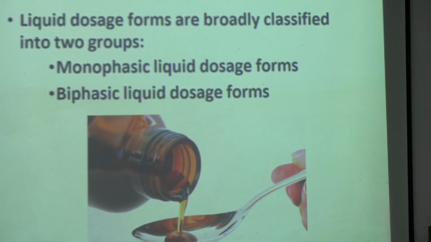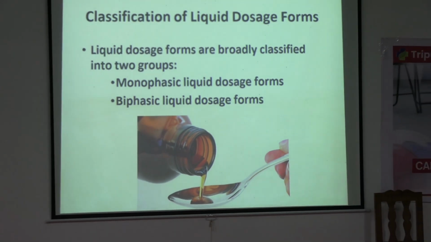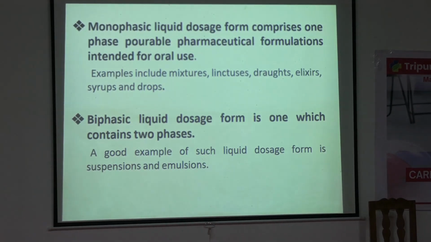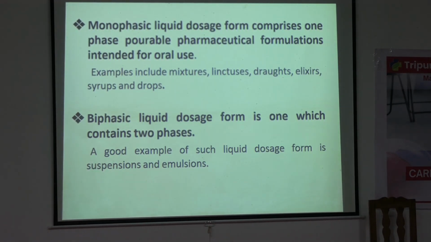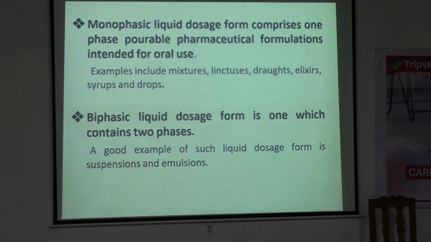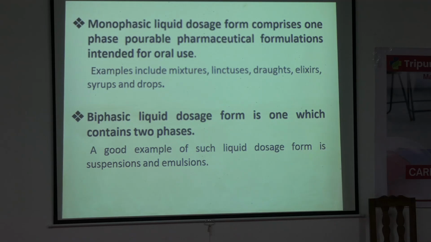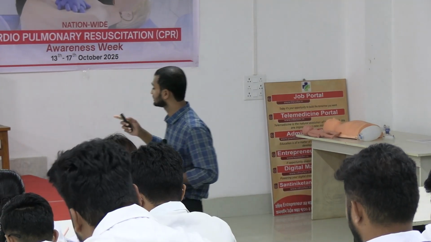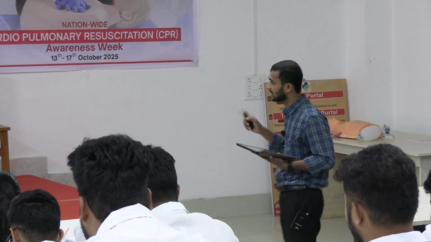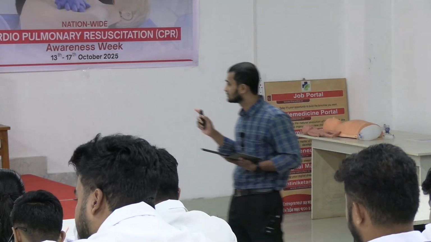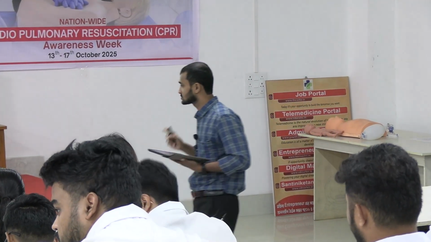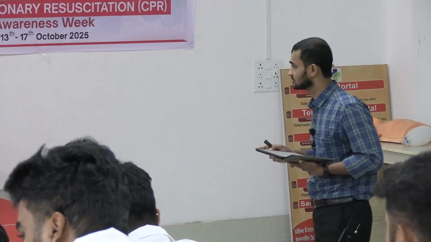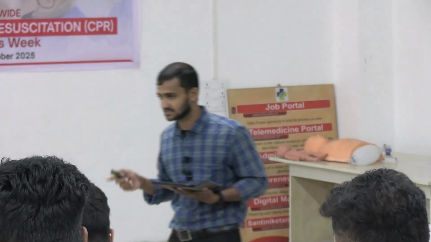Liquid forms are broadly classified into two groups, monophasic and biphasic. Monophasic dosage form comprises one phase, a pharmaceutical formulation intended for oral use. Examples are mixtures, linctuses, draughts, elixirs, syrups, drops. So these all are monophasic, they only have one phase. And biphasic liquid dosage form is one which contains two phases. Examples are suspensions and emulsions.